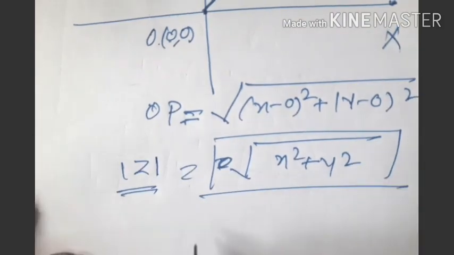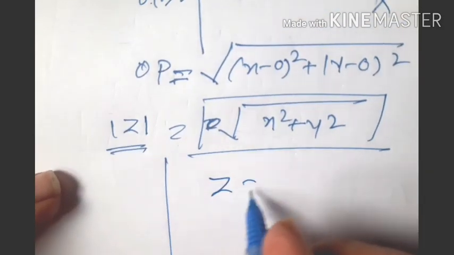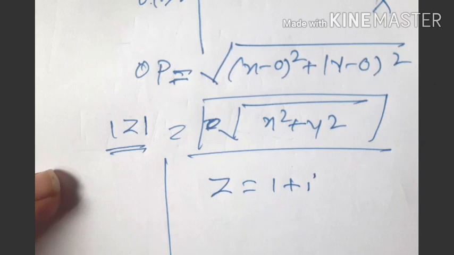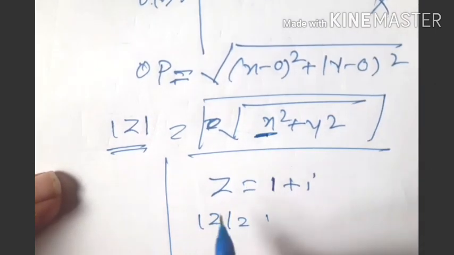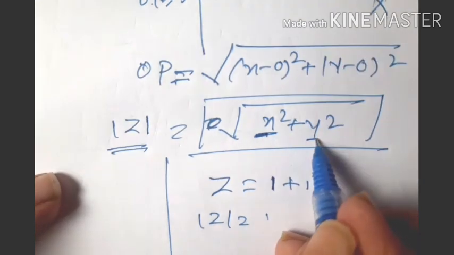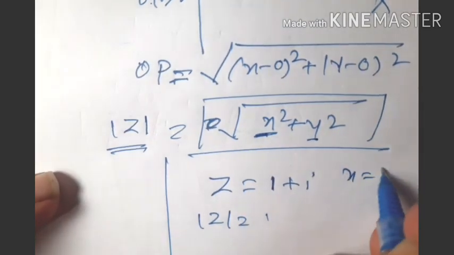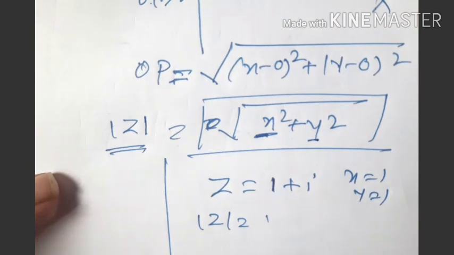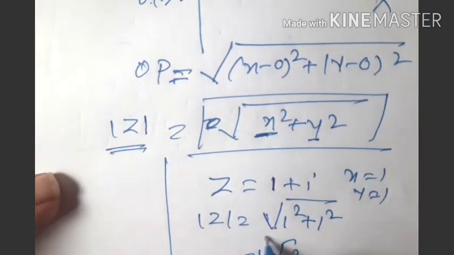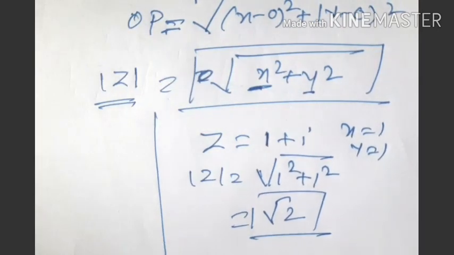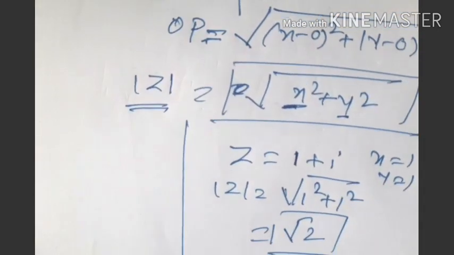So for example, I am taking an easy example, z equal to 1 plus i. So mod z means what? The real part of the complex number, that is x, and the imaginary part, that is y. Here x equals 1 as well as y equals 1. Then the modulus will be what? Root over 1 square plus 1 square, that is root 2. It will be the modulus of the complex number.